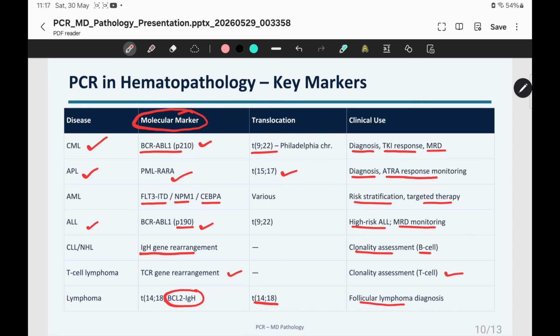Likewise, in case of mantle cell lymphoma, I am writing here, mantle cell lymphoma, we get cyclin D1 IGH fusion by PCR, and in case of anaplastic large cell lymphoma, we can get NPM1 ALK fusion.